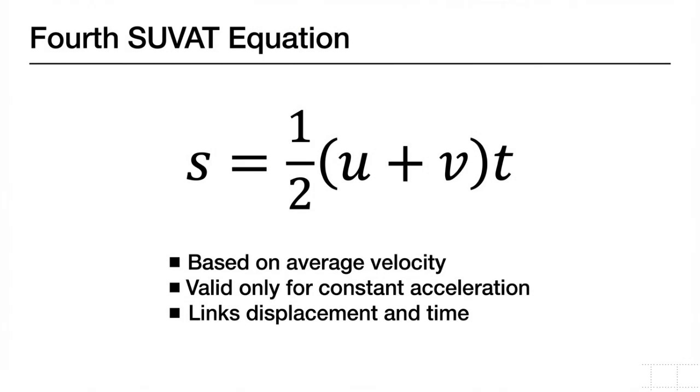This equation represents the fourth SUVAT formula, which calculates displacement when you know the initial velocity, final velocity, and time. It works on the principle of average velocity, meaning it takes the sum of the initial and final velocities, divides it by 2, and then multiplies by the time elapsed. This formula is only valid when acceleration remains constant throughout the motion. It's a useful way to link how far an object has traveled with the time it has been moving without needing to directly involve acceleration in the calculation.